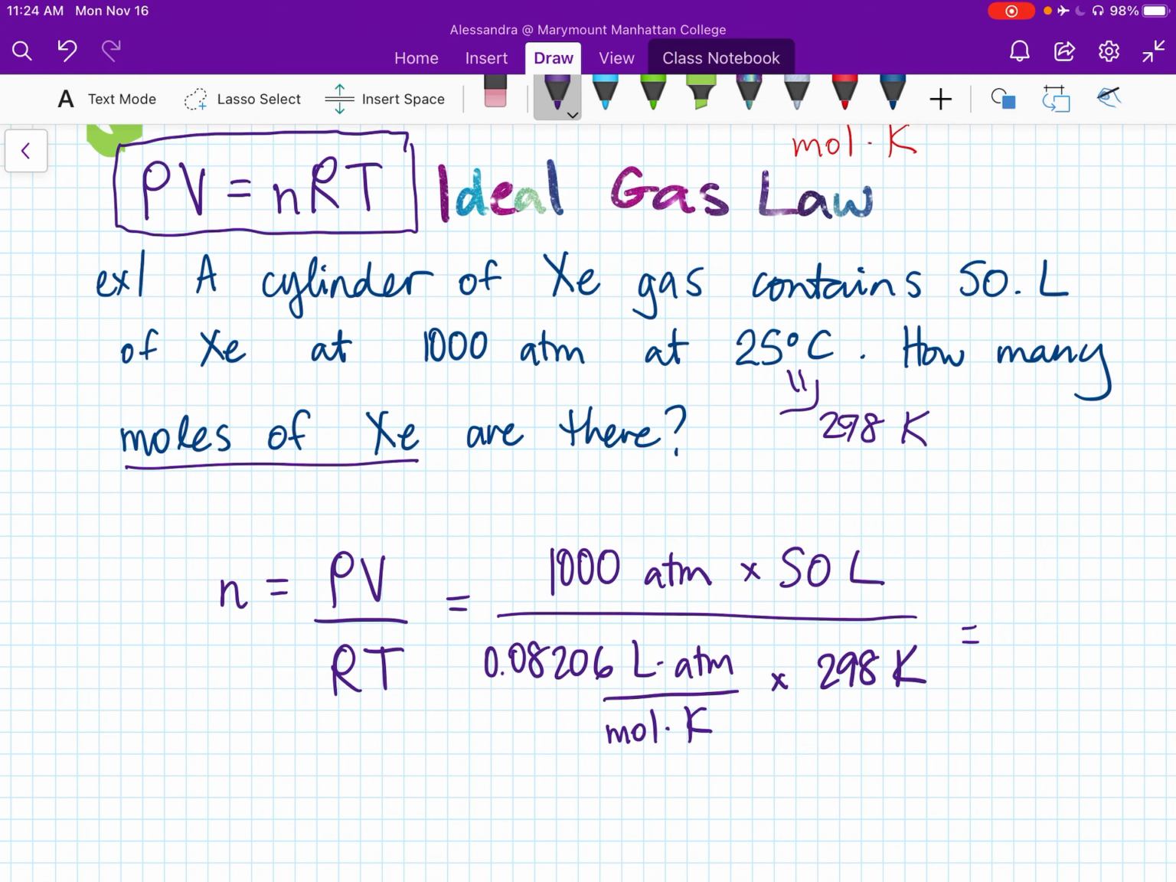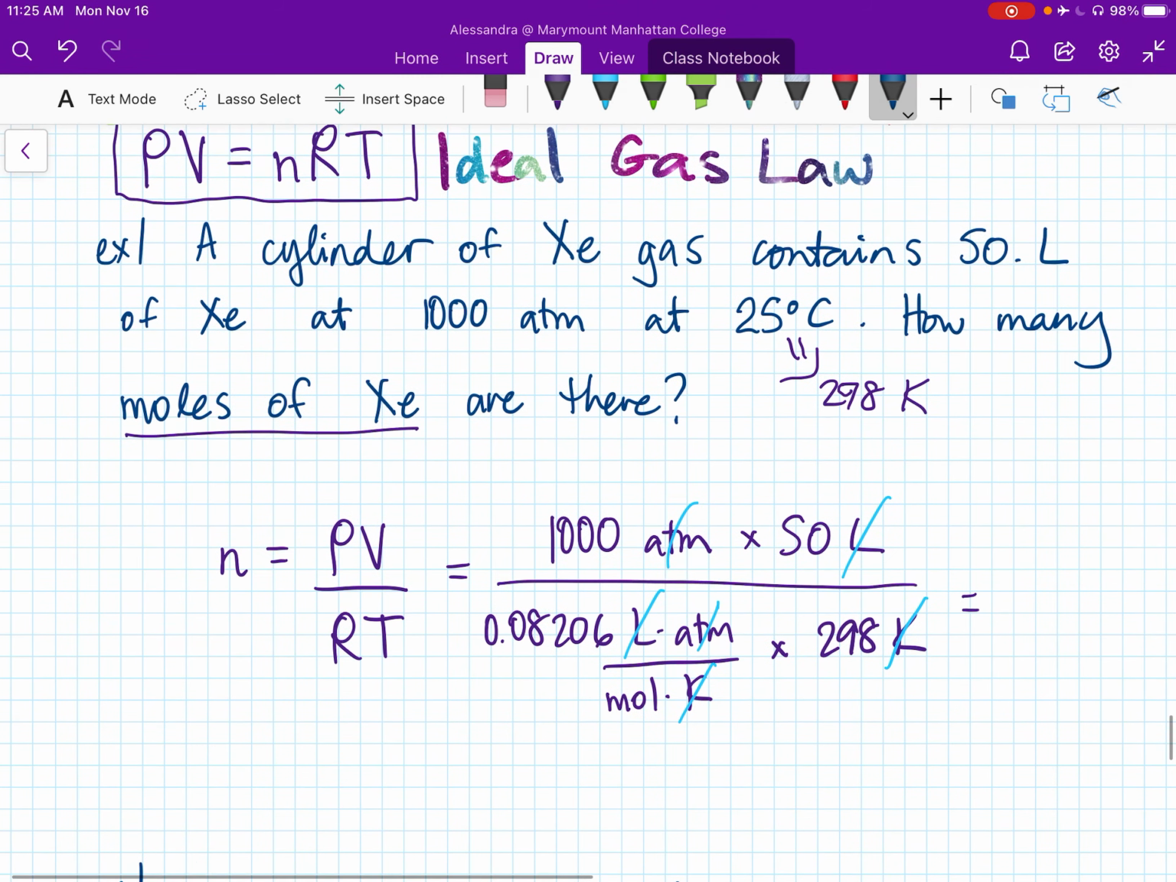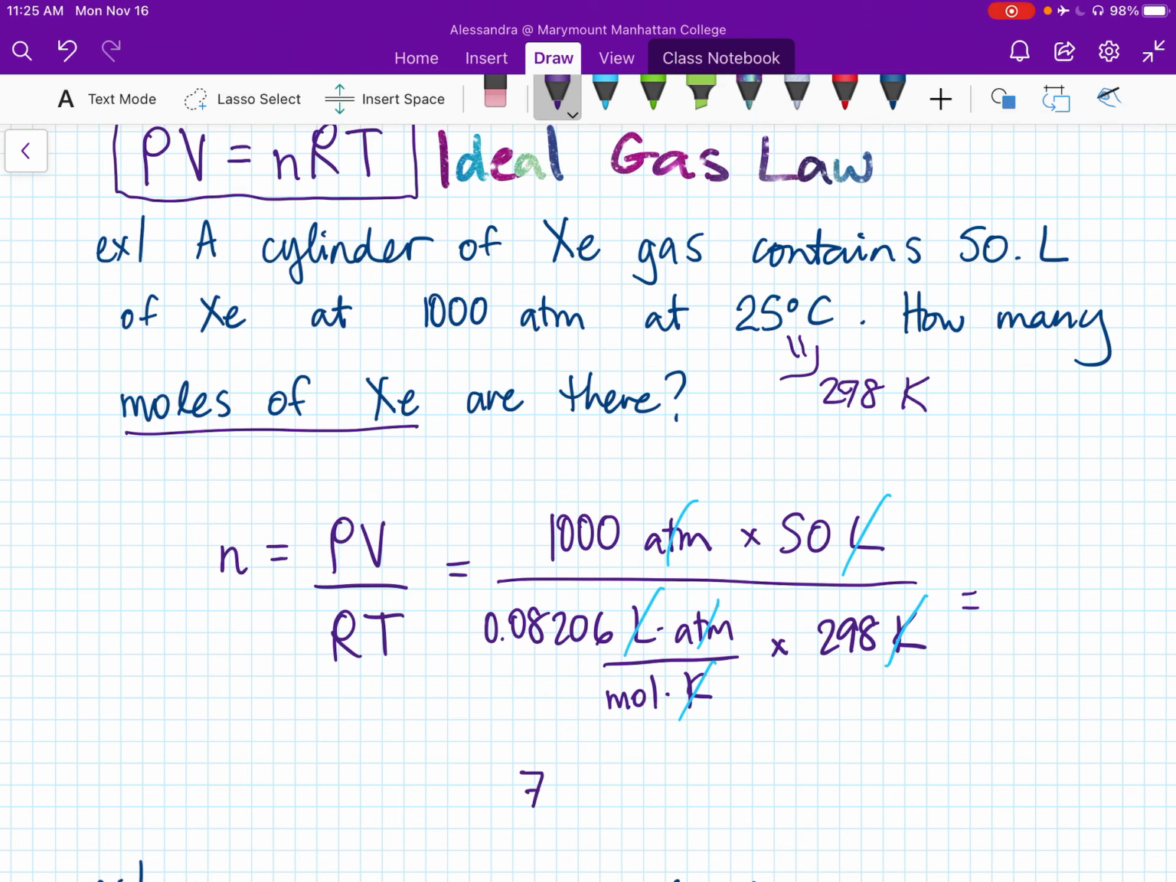Okay, so again, make sure that your temperatures are always in Kelvin. Okay, and the reason is you need to be able to cancel with the units of the gas constant. So the moles will flip to the top, and I'll get a number of moles of xenon gas as 7.63 times 10 to the negative 3 moles. Okay, this is the number of moles of xenon gas in that cylinder.